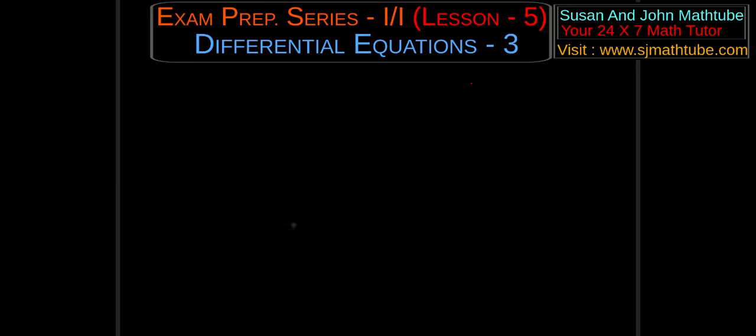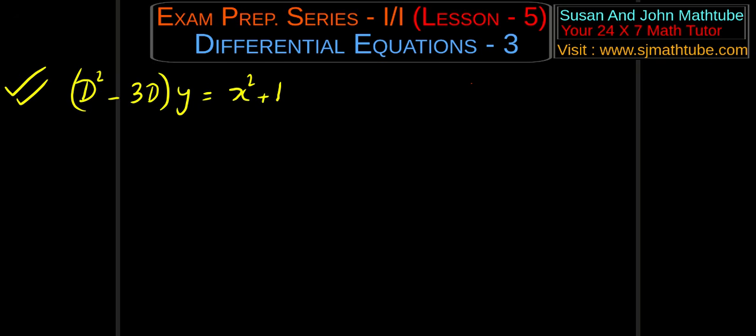Now let's make things a little bit complicated, and this problem is very important. So look at this. Solve the differential equation d square minus 3d of y is equal to x square plus 1. Okay, and as always, what do we do first? Auxiliary equation. You can use the calculator or otherwise solve the auxiliary equation. We get 0 and 3.